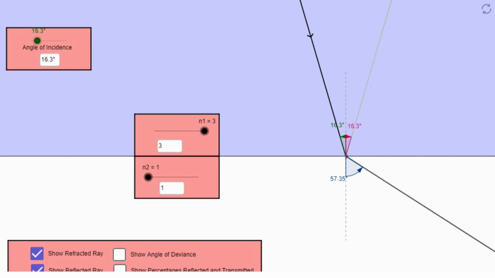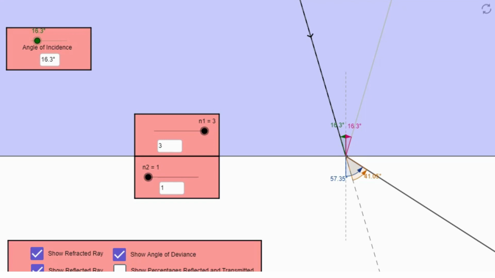Now when it is transmitted from a different medium, what about the deviation? If there is no change in the medium, the light would travel in the same direction. Let us check the angle of deviation. It is 41.05 degrees. If the medium were the same, it would have traveled in the same straight path. But because of the change in the medium, we observe the deviation from the straight path.